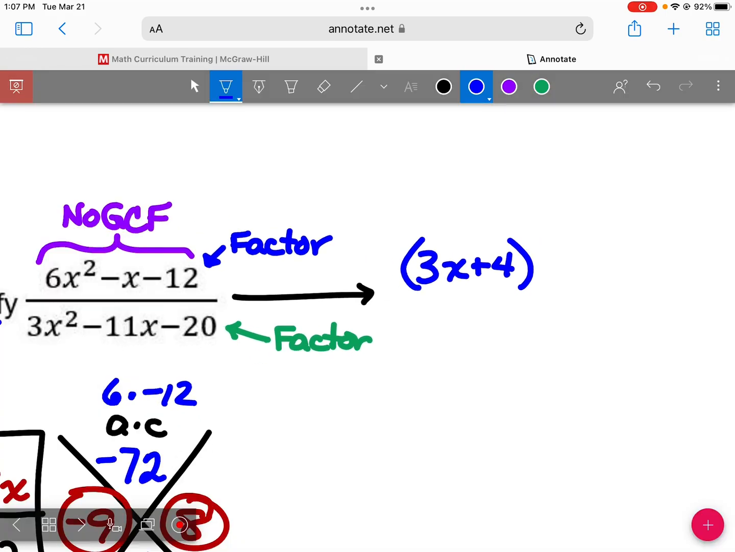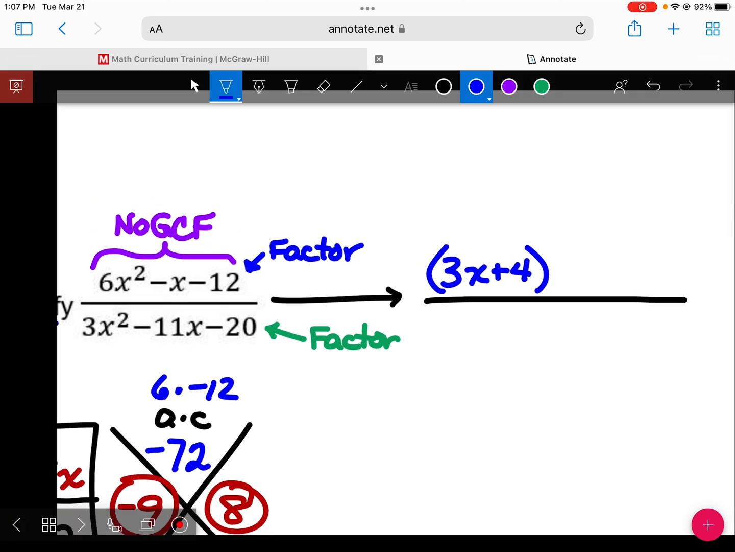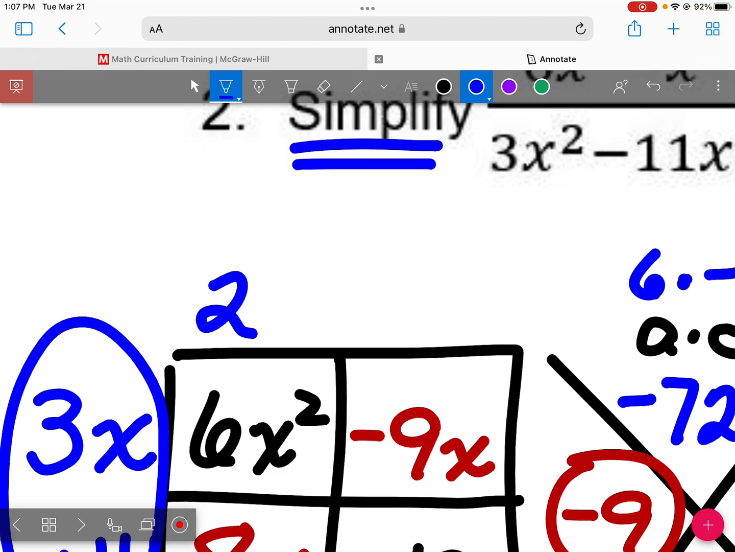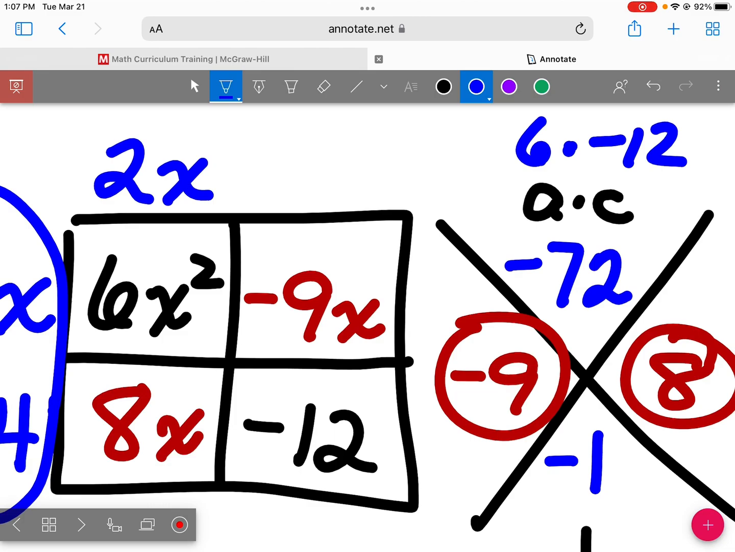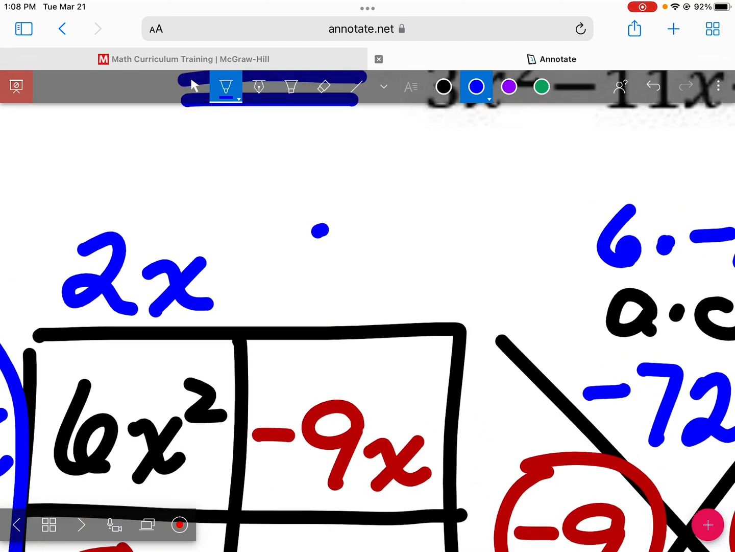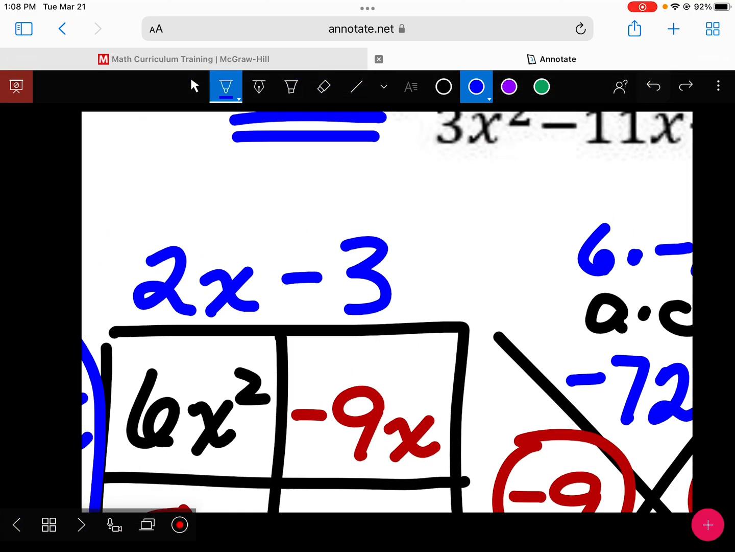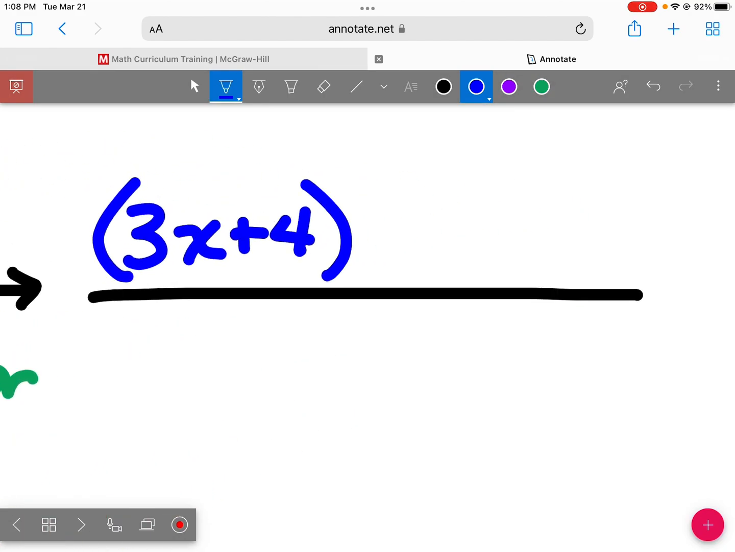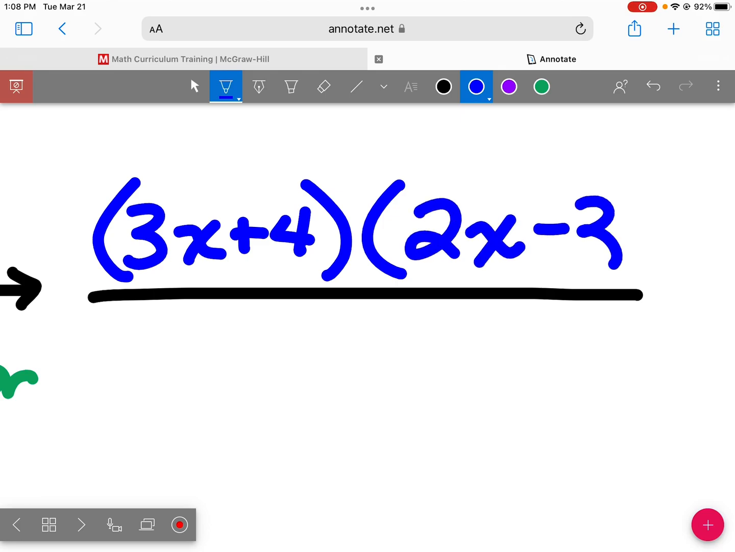To get the other factor of my numerator, we need to do the columns. What goes into 6 and 8? What's the biggest thing that goes into 6 and 8? 2. What else do these 2 boxes have in common? So 2x here. And then negative 9 and negative 12. What will go into both of those? 3. Positive or negative 3? Negative.